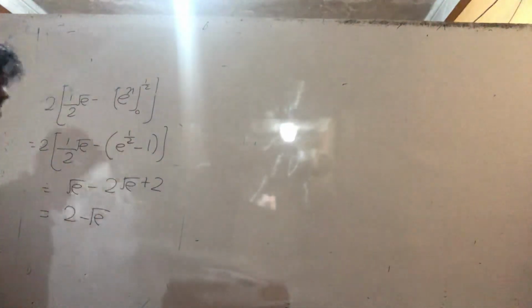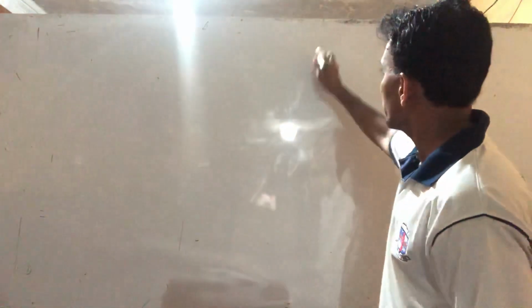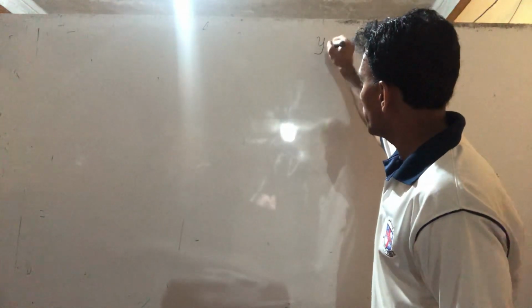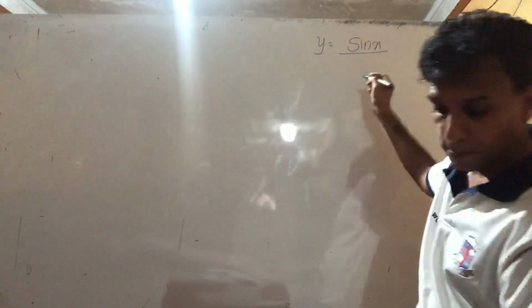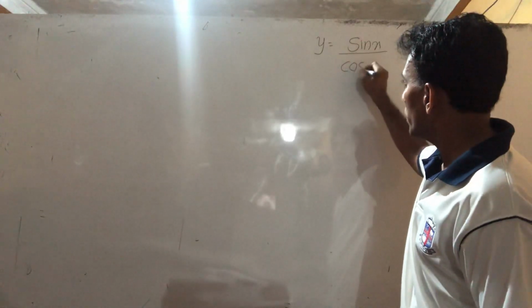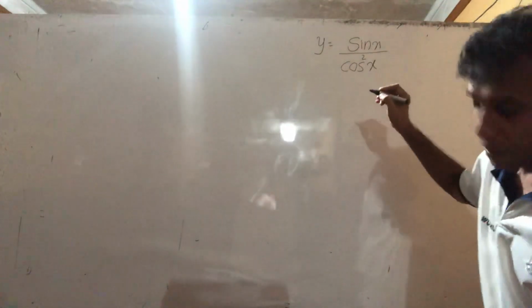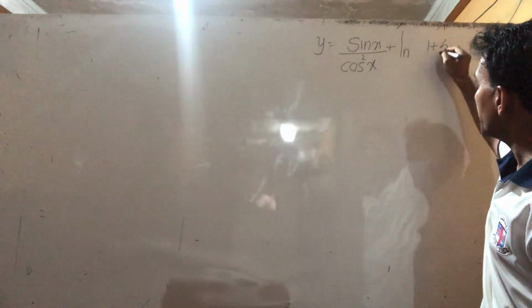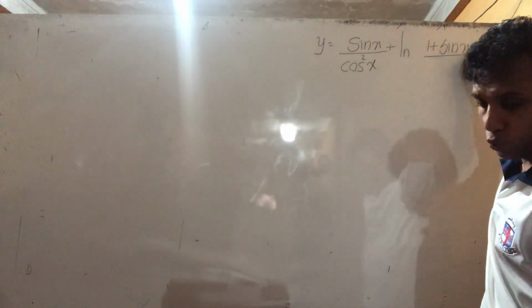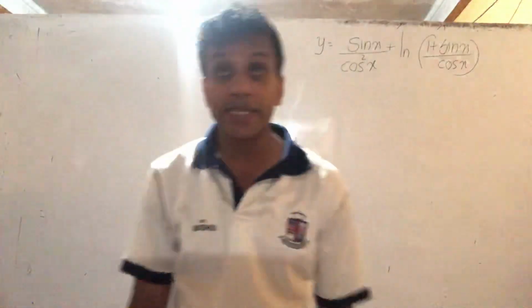Okay, see the next question, problem 9. Question number 9. A curve C is given by some trigonometric expression: y equals sine x over cos square x plus logarithm of (1 plus sine x) over cos x. Okay, the equation is given like this.